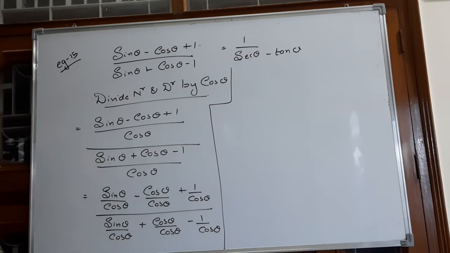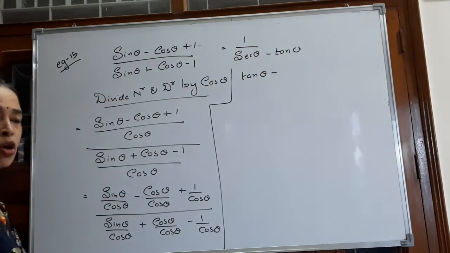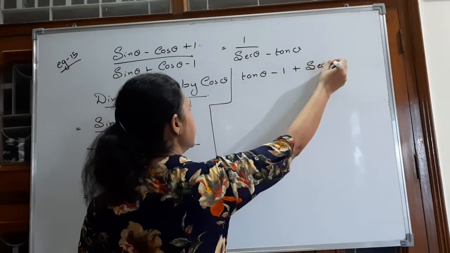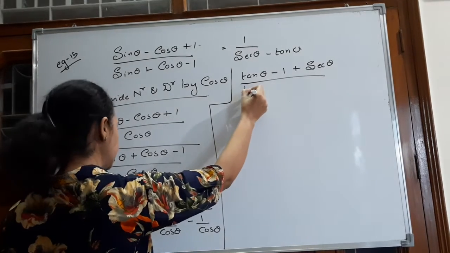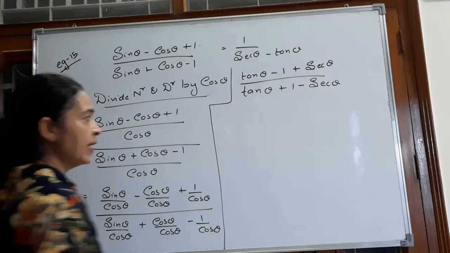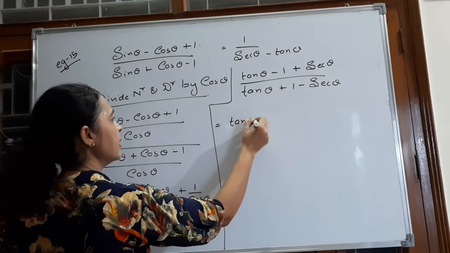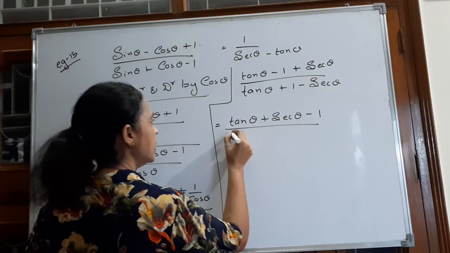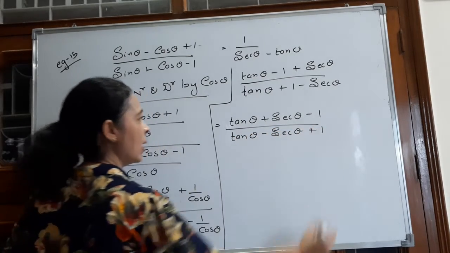What is sin theta upon cos theta? It is tan theta. Cos theta upon cos theta is 1, and 1 upon cos theta is sec theta. So we get tan theta minus 1 plus sec theta upon tan theta plus 1 minus sec theta. Clear? Now we are rearranging it. We will write tan theta plus sec theta minus 1 upon tan theta minus sec theta plus 1.